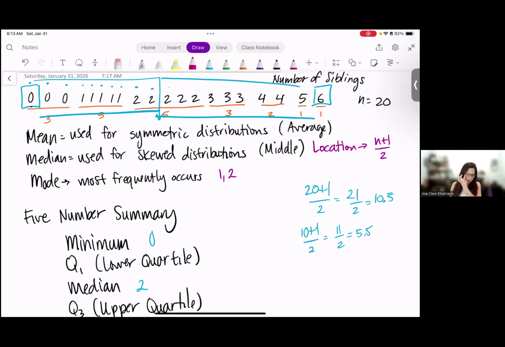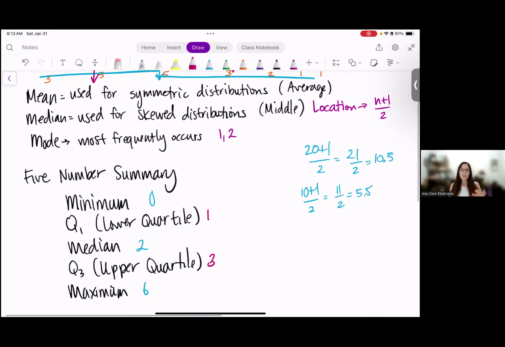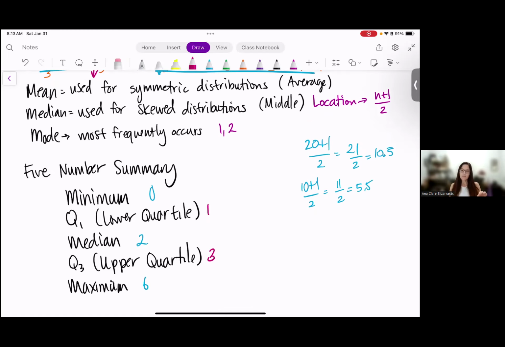So I go 1, 2, 3, 4, 5. This is the lower quartile. 1, 2, 3, 4, 5. This is going to be the upper quartile. So the average of 1 and 1, the average of 3 and 3, 1 and 3 are our quartiles. I show that in the quartile video. But this is the 5-number summary. And the 5-number summary is what makes your box plot.